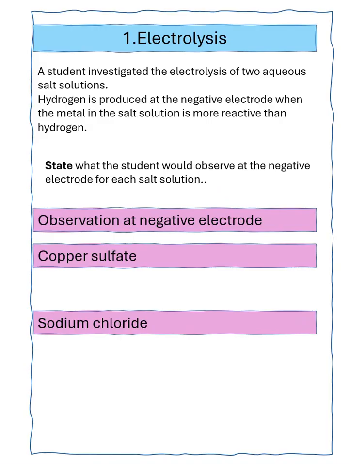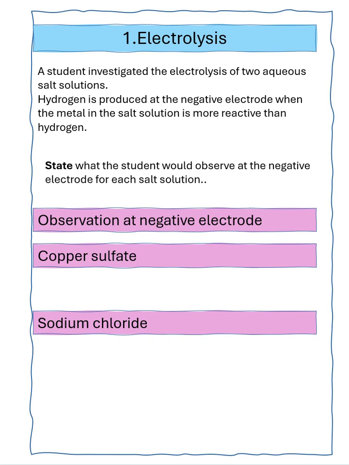Electrolysis. A student investigated the electrolysis of two aqueous salt solutions. Hydrogen is produced at the negative electrode when the metal in the salt solution is more reactive than hydrogen. State what the student would observe at the negative electrode for each salt solution. And we've got copper sulfate and sodium chloride.